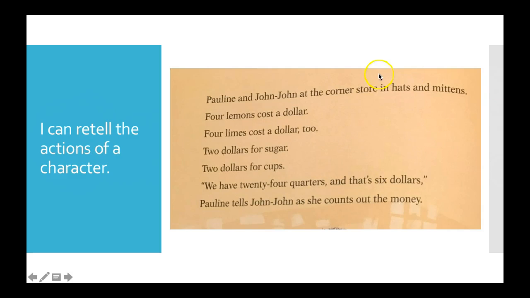Look what they just did here. I noticed something really important that they just did here. They said lemons, limes, sugar, cups. What are they listing here? And what are they doing at the corner store that's so important for their business? Turn to your partner and tell them what they are doing here that's so important for their business at the corner store. Pause the video and tell them.